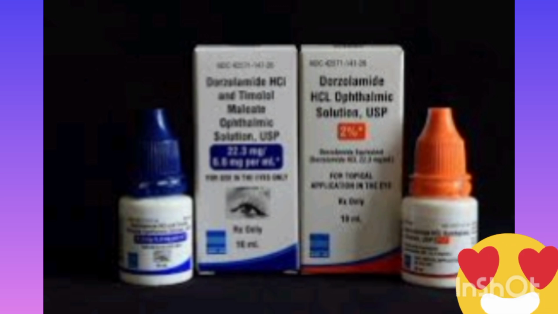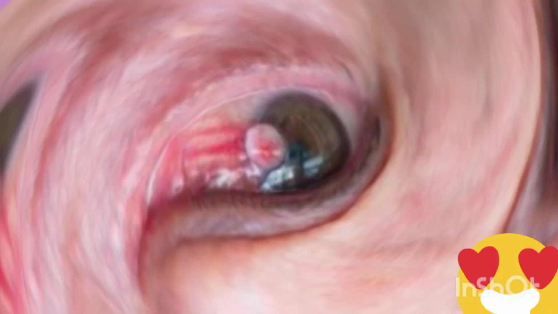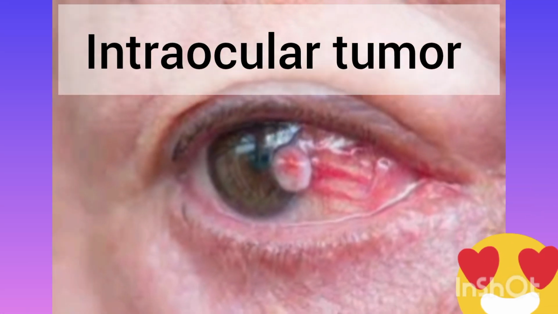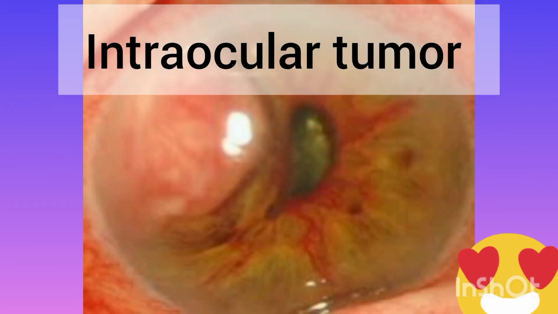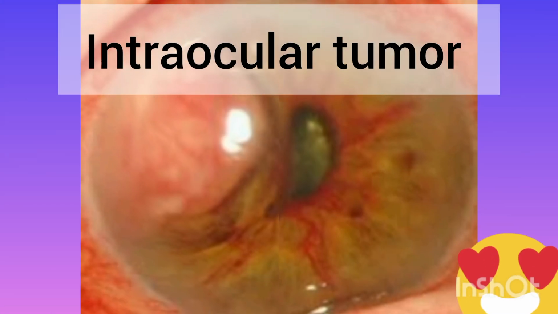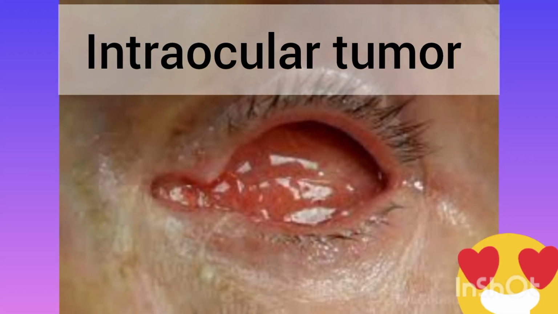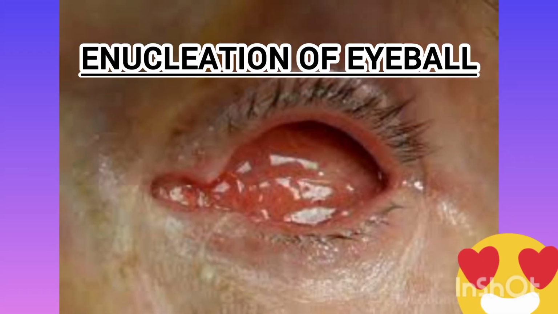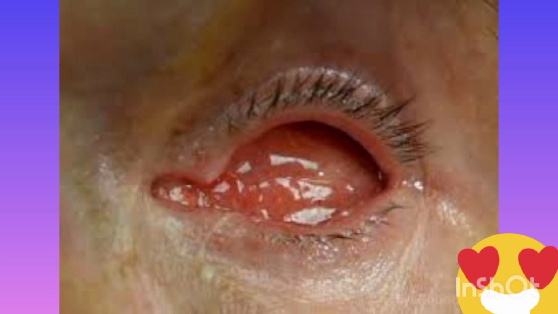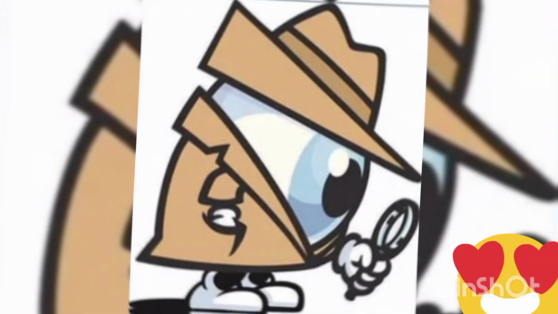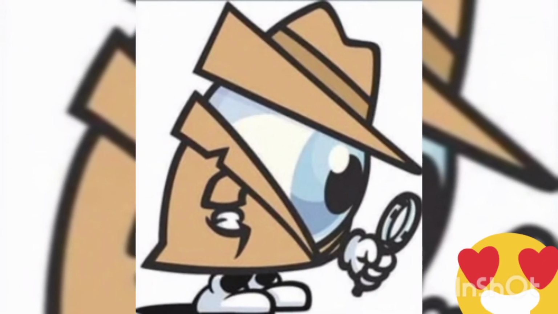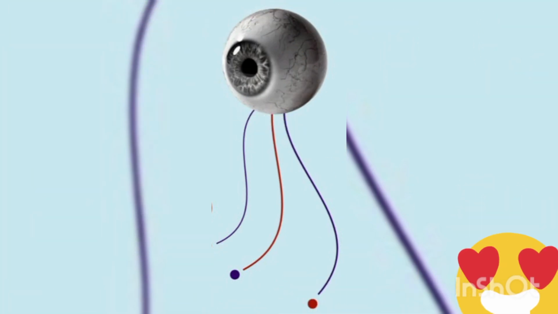For the last one, the intraocular tumor. The secondary glaucoma is due to intraocular tumors such as malignant melanoma and retinoblastoma that can compress the angle, blocking the aqueous outflow. For the treatment, enucleation of the eyeball should be carried out as early as possible. Secondary glaucoma is a diverse and complex condition, but understanding its causes and mechanisms is critical for early diagnosis and treatment. I hope this breakdown was helpful.